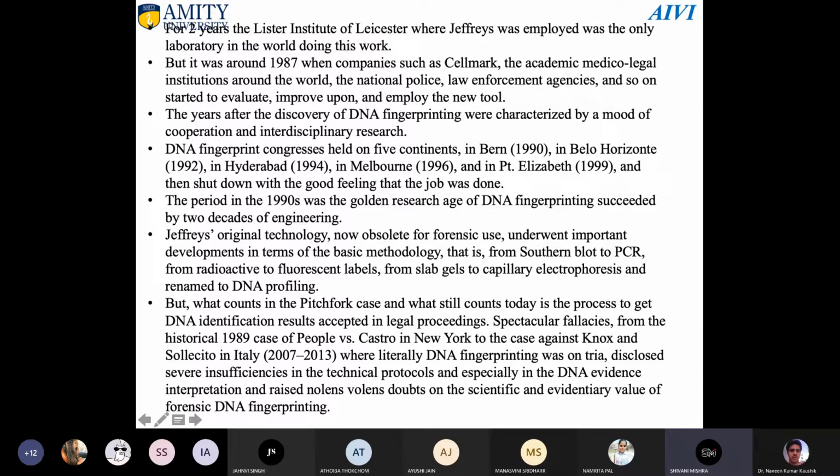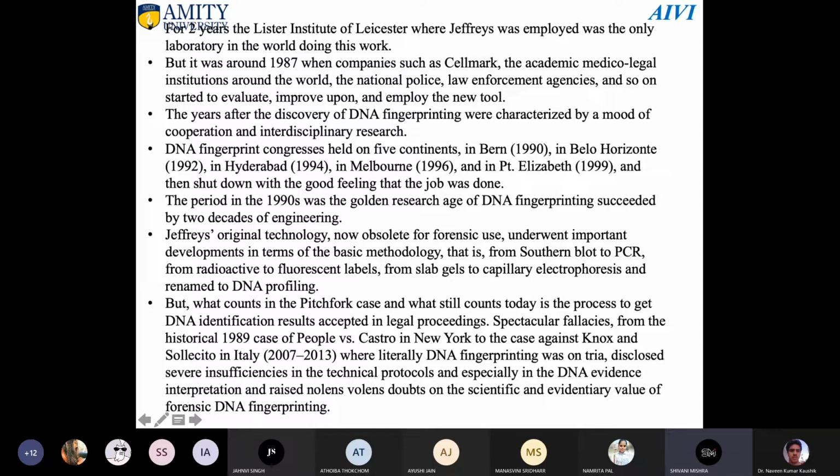But what counted for the case, and still counts today, is the process to get a DNA identification result accepted for legal proceedings. This goes back to the historical 1989 case of People versus Castro in New York, and the case against Knox and Sollecito in Italy. So these are newer cases, not just the Alec Jeffreys case, that were also resolved using DNA fingerprinting.